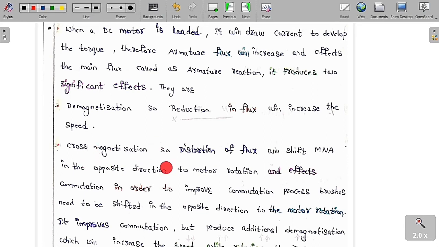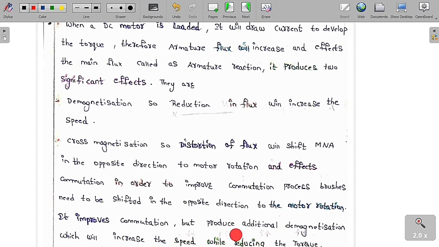And the cross magnetization, the distortion of flux, will shift the MNA in the opposite direction to rotor rotation and affects the commutation. In order to improve the commutation process, brushes need to be shifted in the opposite direction to the motor rotation. It improves commutation but produces additional demagnetization, which will increase the speed while reducing the torque.